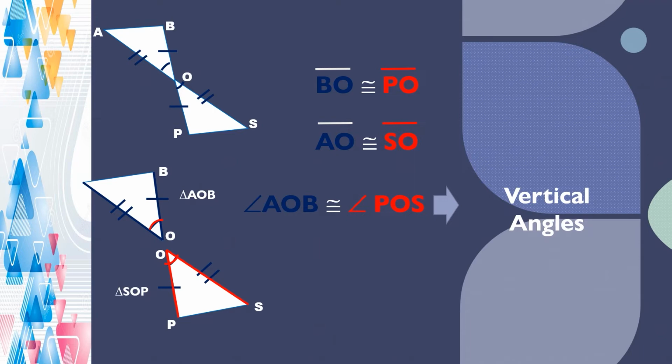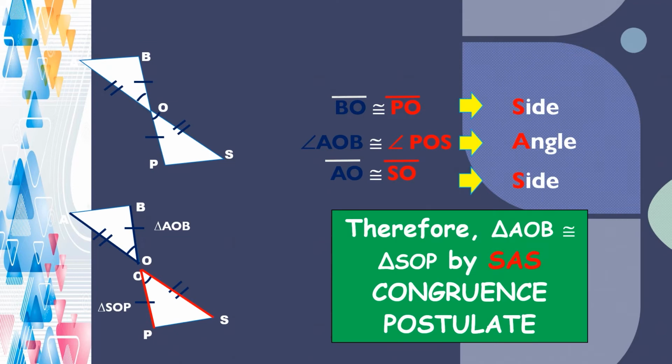Another fact about these two angles is that they are vertical angles since they are non-adjacent angles formed by two intersecting lines. Arranging the parts that are congruent, two sides and an included angle. Therefore, triangle AOB is congruent to triangle SOP by side angle side or SAS congruence postulate.